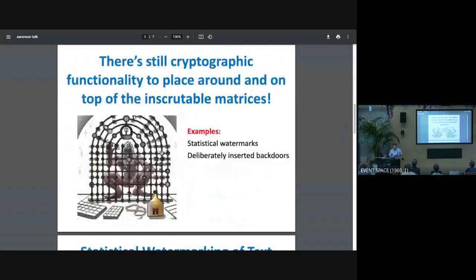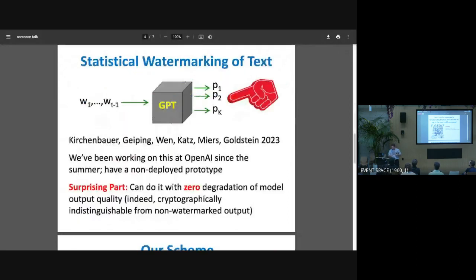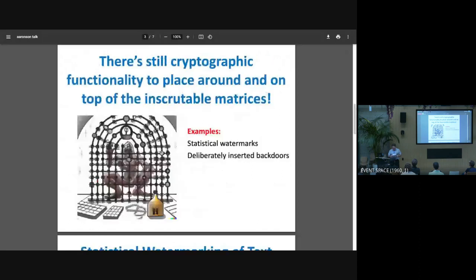Okay, so I claim that even with inscrutable AI, there's still all sorts of interesting cryptographic functionalities that we can imagine placing in or on top of the inscrutable matrices, and concrete theoretical questions that we could ask about those functionalities. So two examples would be statistical watermarks and deliberately inserted backdoors.